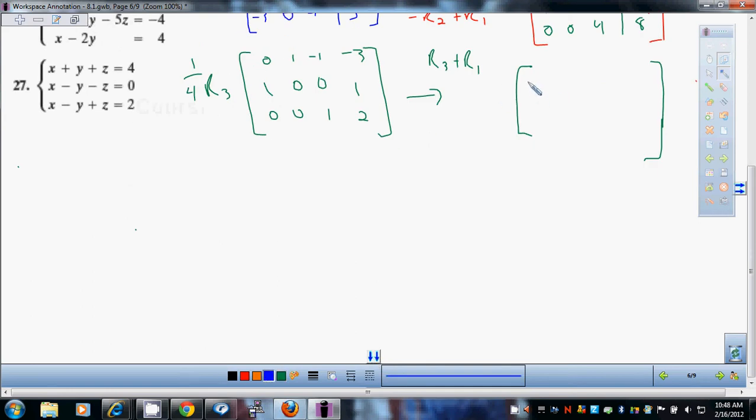So, row 2 and 3 aren't changing. 1, 0, 0, 1, 0, 0, 1, 2. Sorry, I'm writing downhill. And adding those two, you get 0, 1, 0, 5. All three are done. Yeah, I got in too big of a hurry. I got excited.